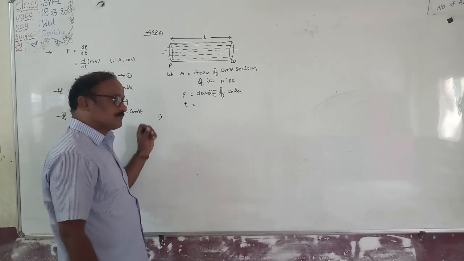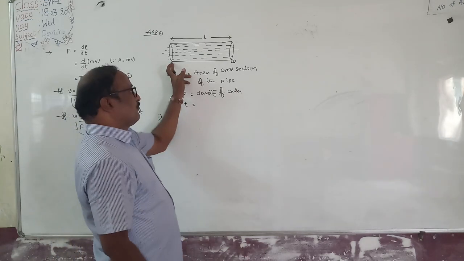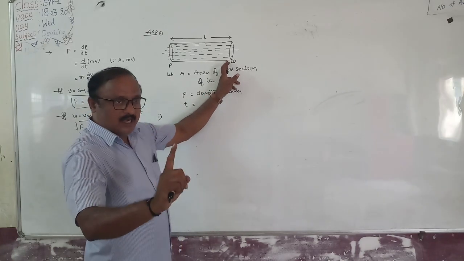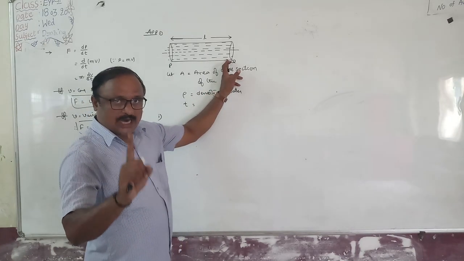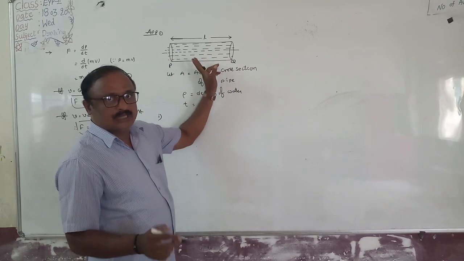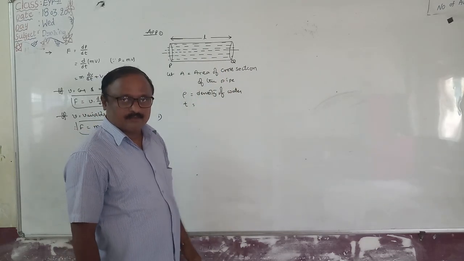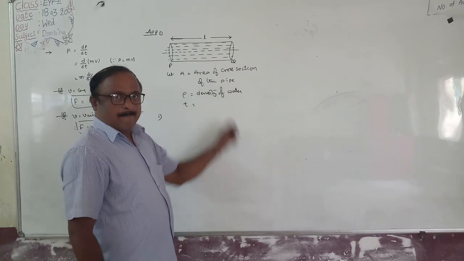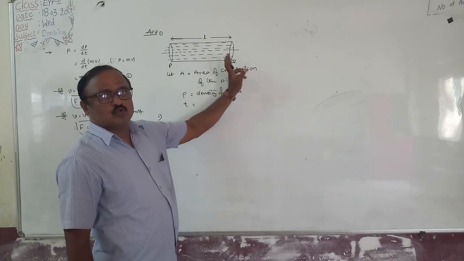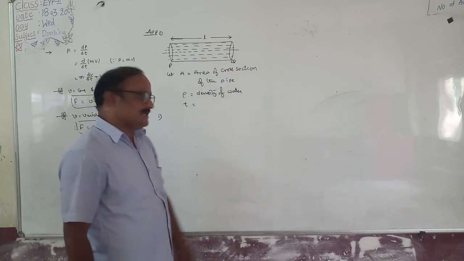Volume flow rate means volume of the water flowing through the pipe in 1 second. Mass flow rate means mass of the water flowing through the pipe in 1 second, right?